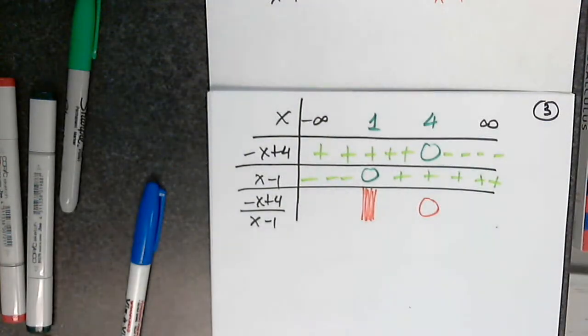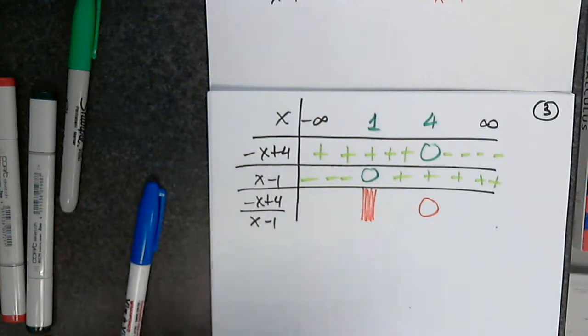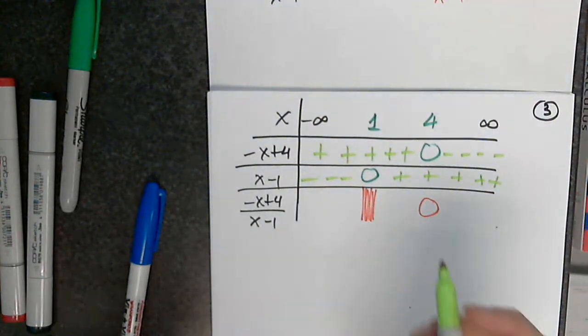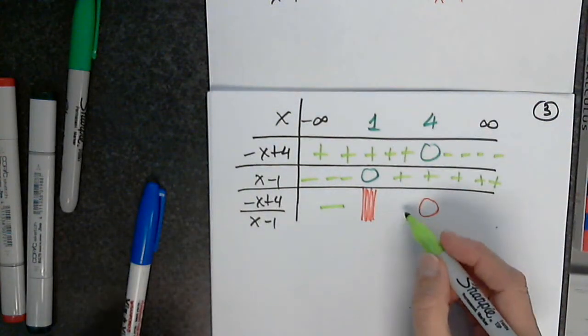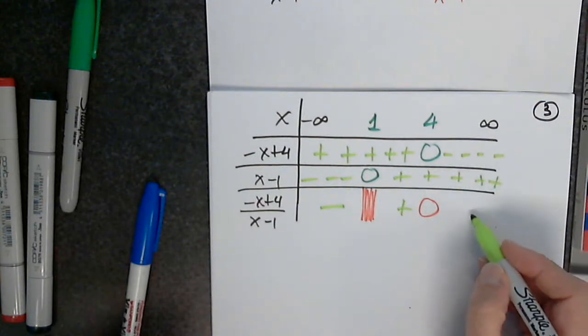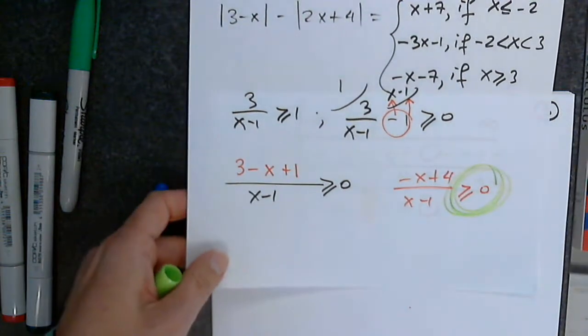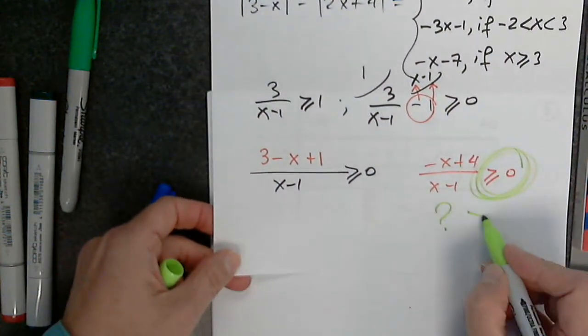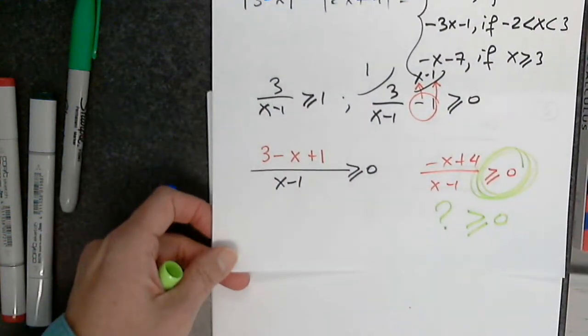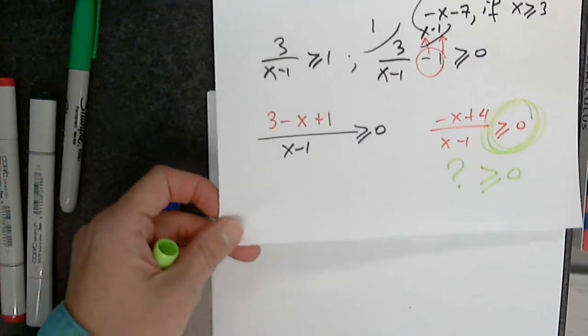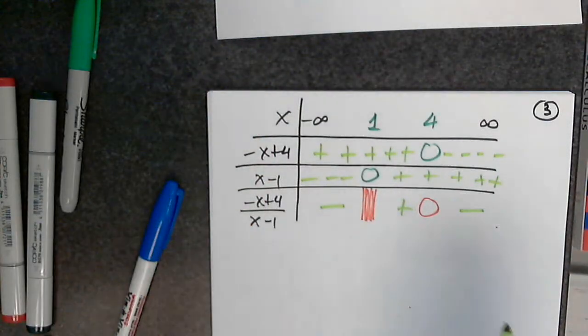We're dividing a positive and a negative on the first subinterval. Two positives, positive. And finally, I go back to my question. Which sign is greater than or equal to 0? There is only one. Which one? 1 and 4. Yes. So how do I write the solution?